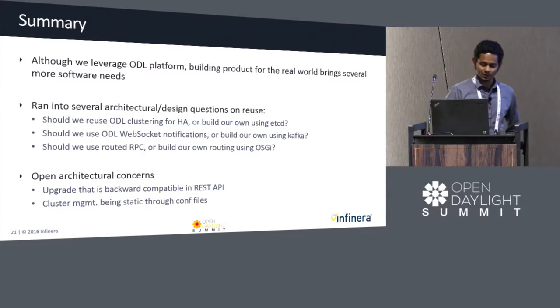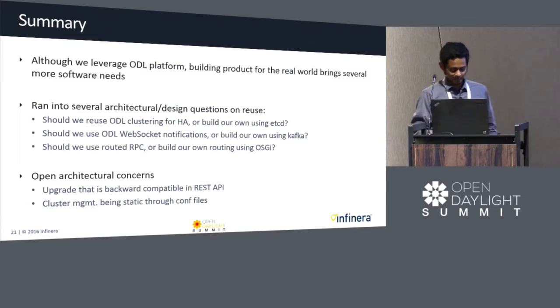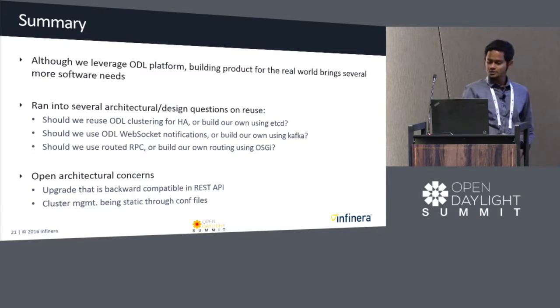So we debated quite a bit on should we use the OpenDaylight clustering or should we build our own using some distributed data stores like etcd. And we also debated on should we use ODL WebSockets or should we build our own using Kafka. We also debated on should we use routed RPC or should we use OSGI based routing. So we right now still use ODL clustering. We use ODL WebSockets. We don't use routed RPC, but we use OSGI. So we made some architectural choices, but of course all these evolve.